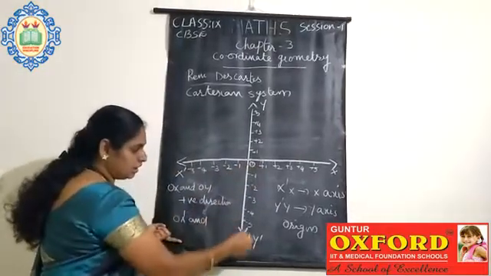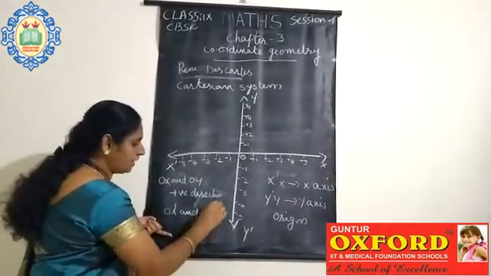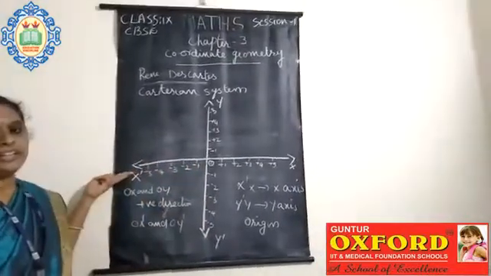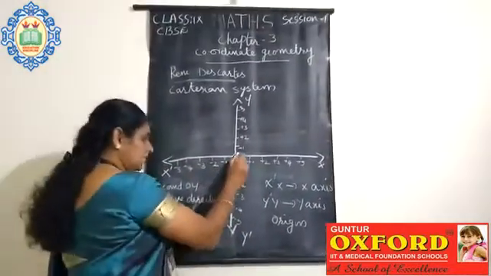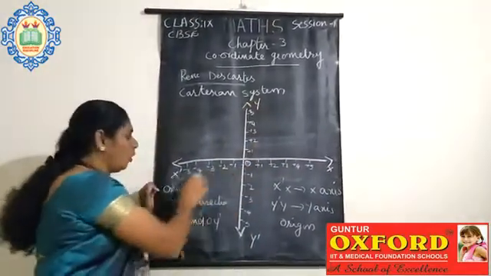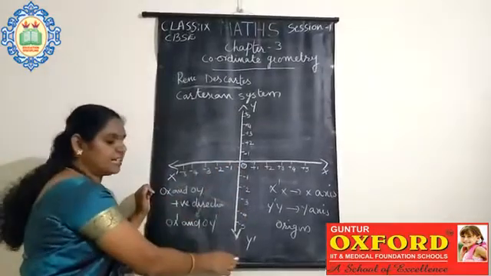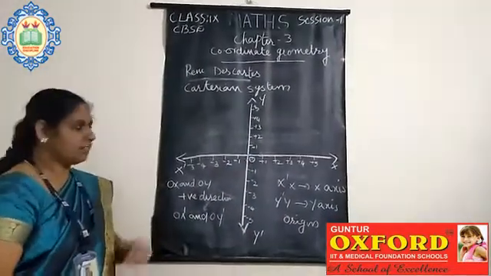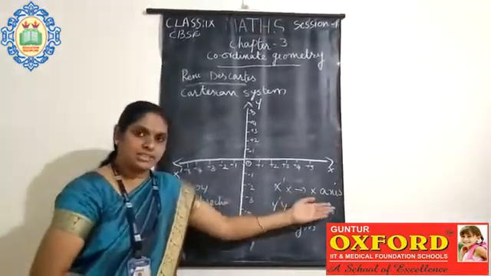Then here OY dash. What is OY dash? OY dash is also a negative direction. OX and OY are the positive direction. OX dash and OY dash are the negative direction. Understood, children, everyone here? What is the meaning of x axis and y axis?